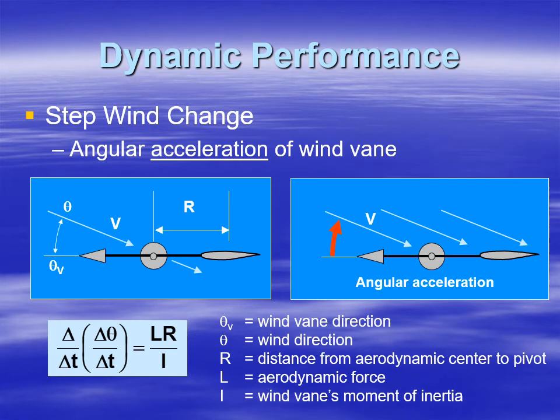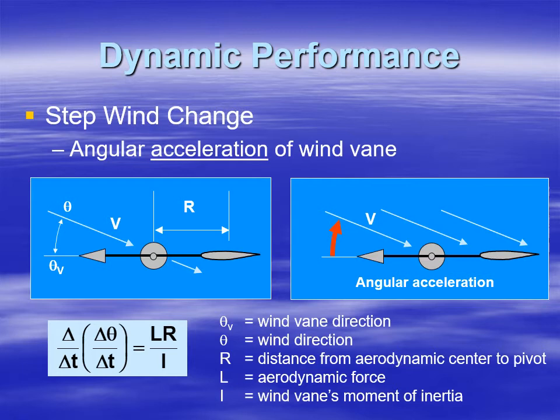So what we're looking at here is the wind vane moving or accelerating. It's going to be accelerating from a direction theta v to direction theta. So that's a change in theta, that's delta theta over some period of time. But it's not just moving at a steady rate. It's actually accelerating in that direction. So that would be the change with time of the change in the angular speed, the change in theta with time. And so that's our left-hand side of the equation. So it's the angular acceleration of the wind vane.